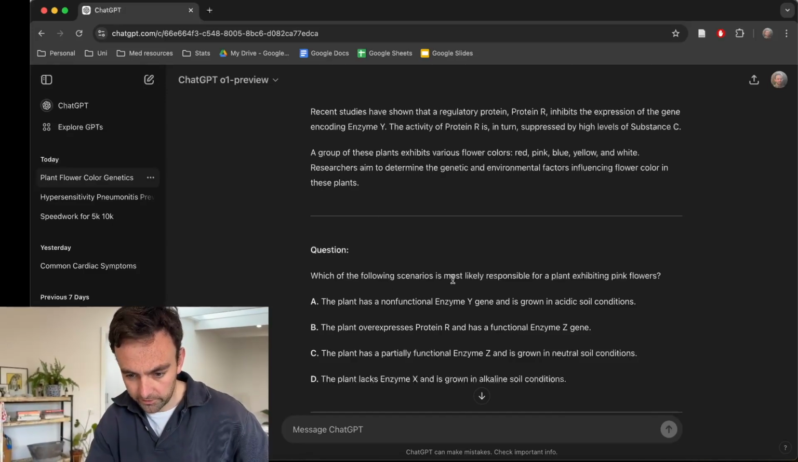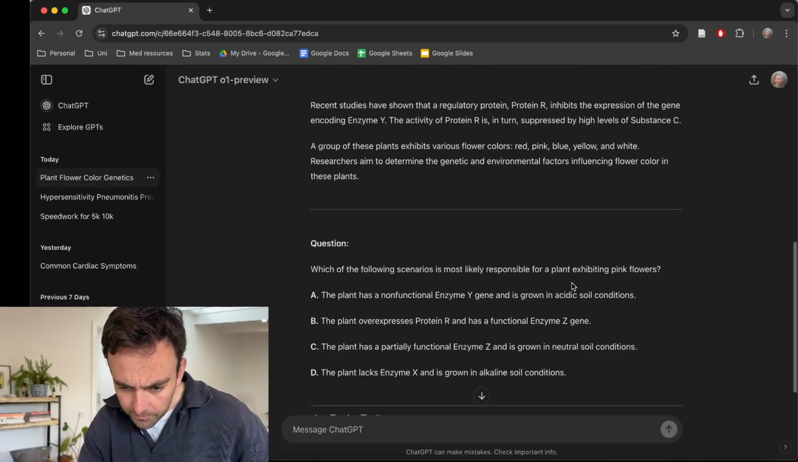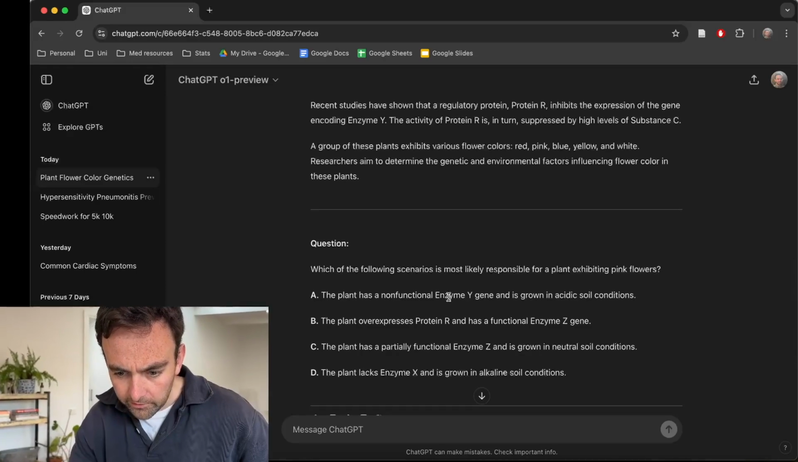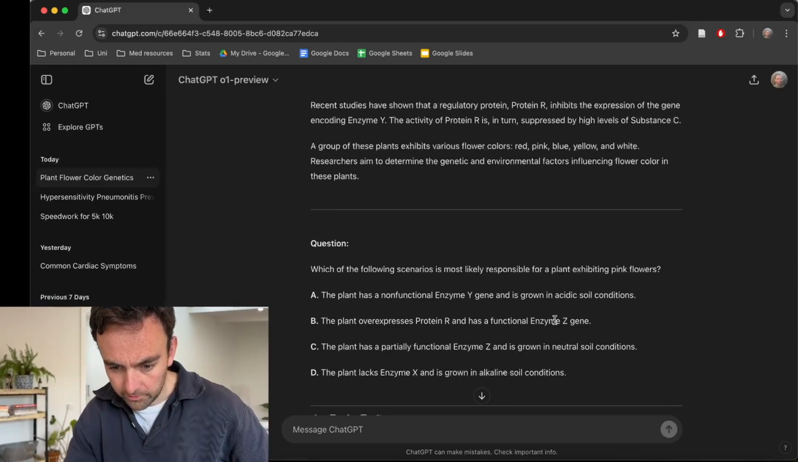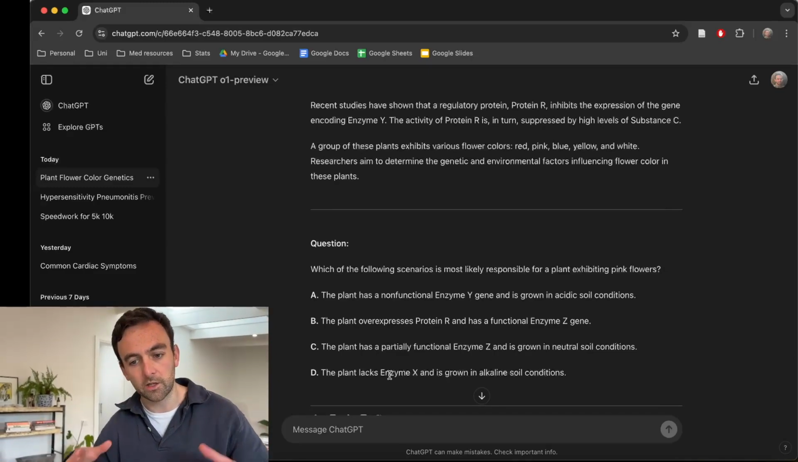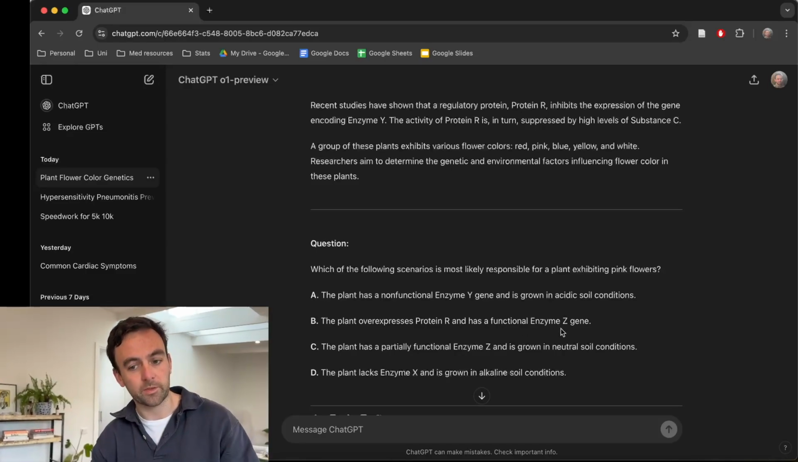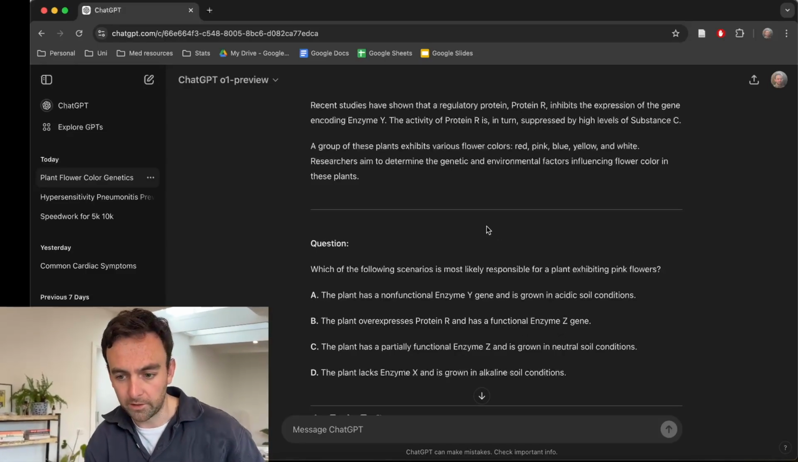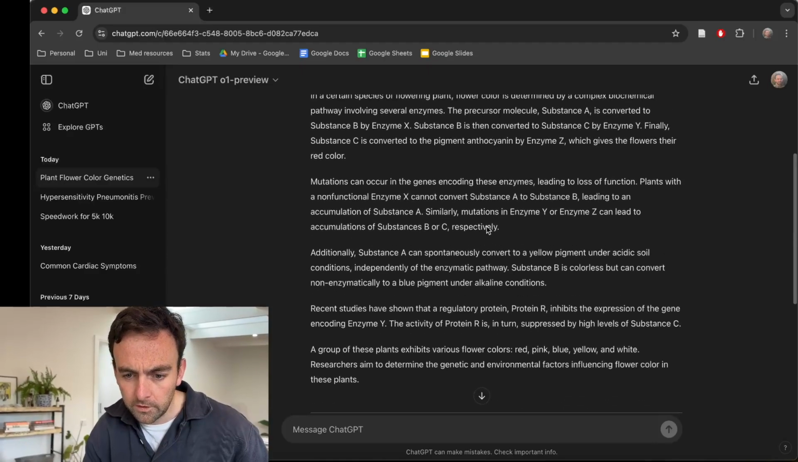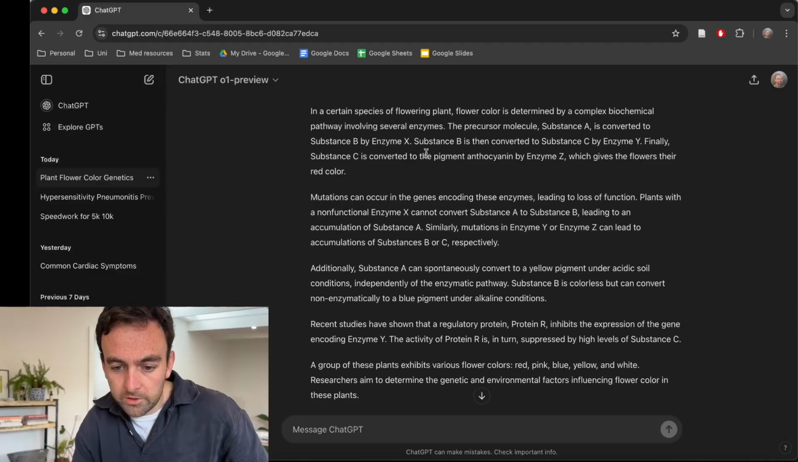So, which one of the following scenarios is most likely for a plant exhibiting pink flowers? It talks about enzyme Y, protein R, enzyme Z, and enzyme X. So that's another good way that you can hone what you're looking at. Because I've got two things about enzyme Z, I'm probably going to start there and try to understand if enzyme Z actually has an effect on pink flowers or not. So now we go up to our stem and we're just looking for that.